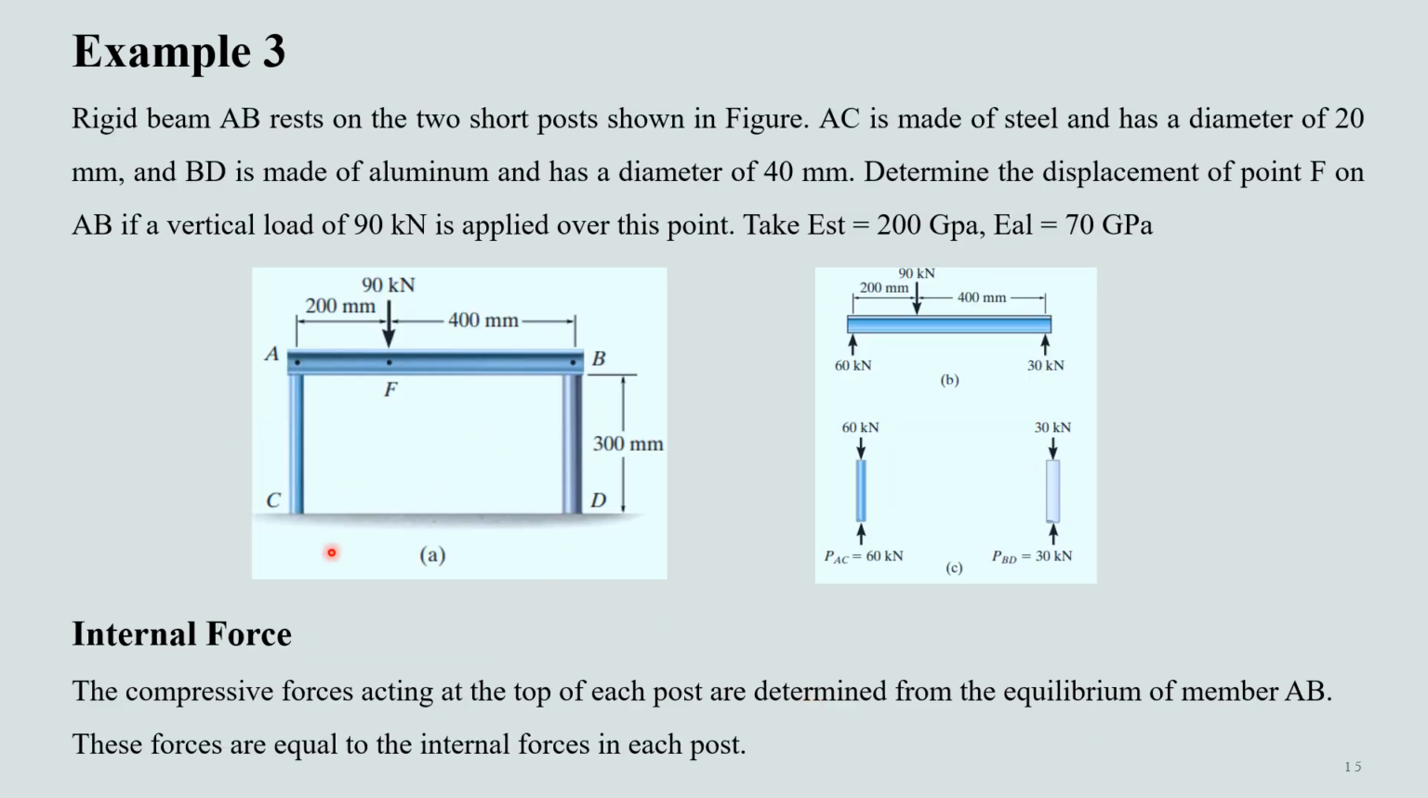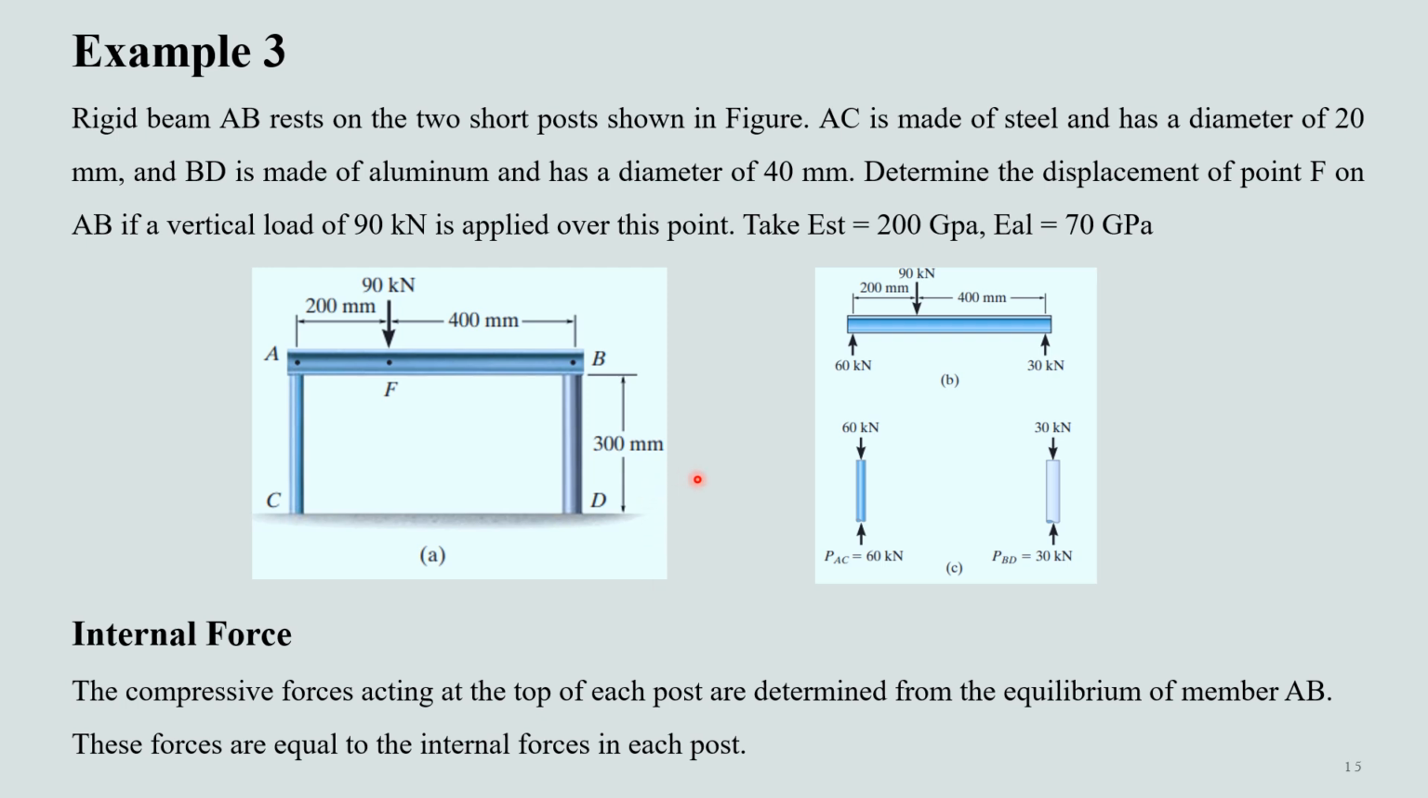In this example, we have a rigid beam AB that rests on two short posts, AC and BD. AC is made of steel and has a diameter of 20 mm, and BD is made of aluminium and has a diameter of 40 mm. We need to determine the displacement of point F if a force of 90 kilonewton is applied at this point.